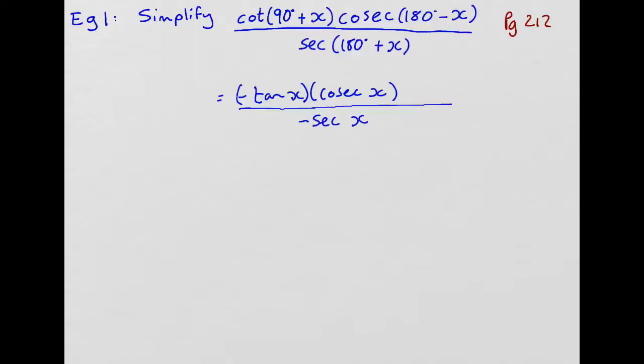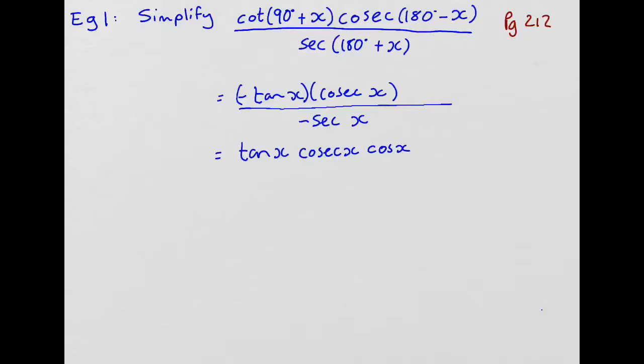And now you've got to use your reciprocal functions to kind of cancel this. So we can bring the negative sec to the top. The negatives actually cancel out. So we're now left with tan x, cosec x, and sec x's reciprocal function, which is cos x at the top.